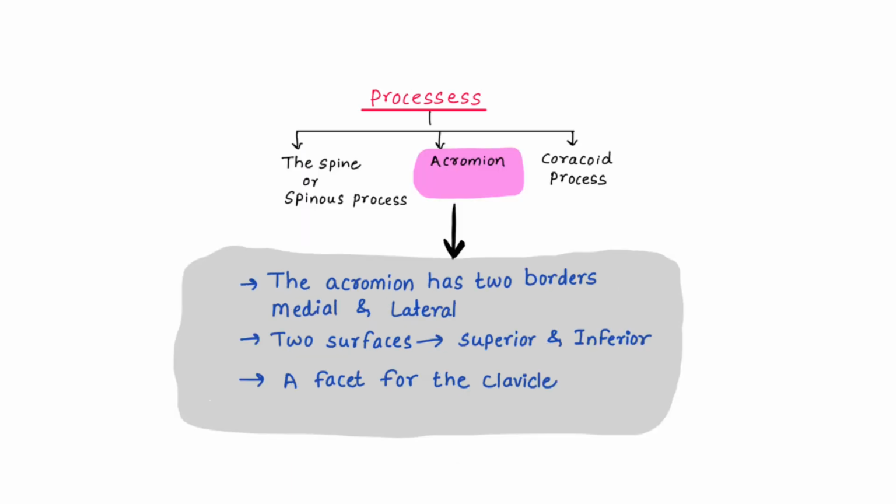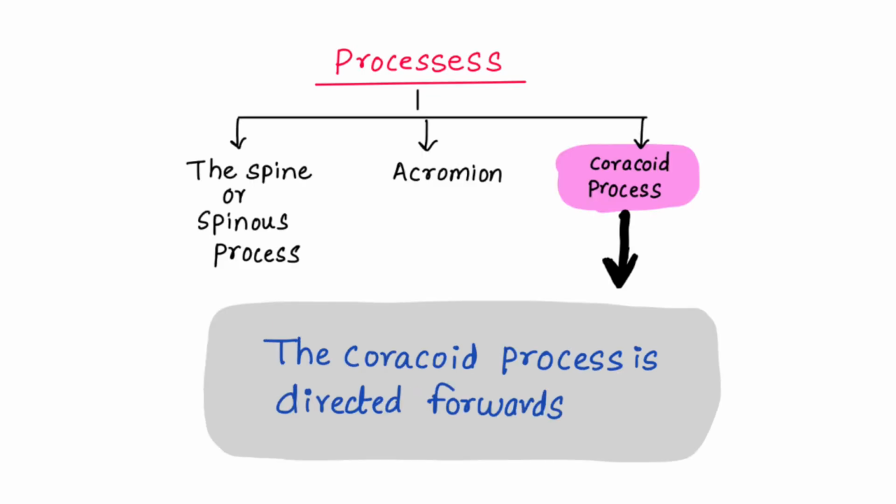The second process is the acromion process. The acromion has two borders, medial and lateral, two surfaces, superior surface and inferior surface, and a facet for the clavicle. So here the clavicle connects with the scapula. We have already revised that the clavicle has two ends. One connects to the sternum and the acromial end connects to the acromion of the scapula. The third process is the coracoid process. The coracoid process is directed forwards.